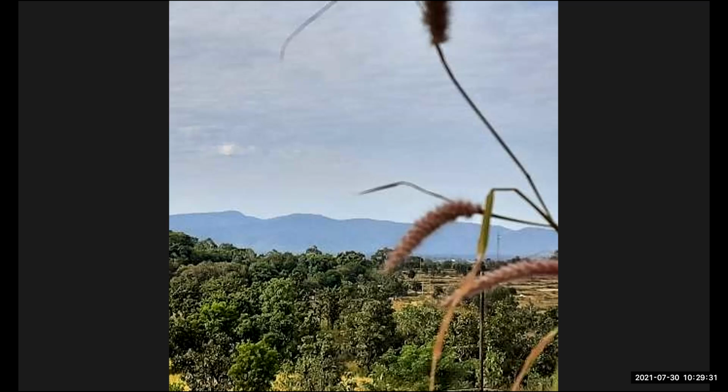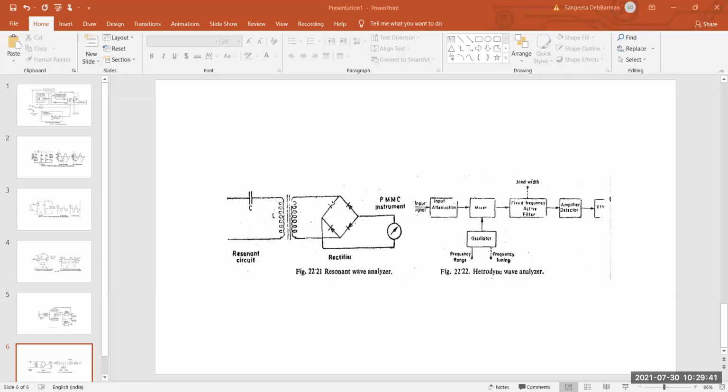Actually, wave analyzer doesn't have any specific diagram for a particular wave analyzer. I can show you the types of wave analyzer. I think this slide is visible. The picture which I'm now showing you is a specific wave analyzer. But first of all, you need to know what is wave analyzer. That is important. Okay, what is wave analyzer?